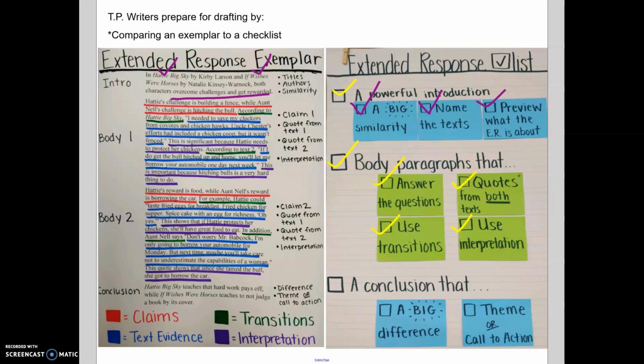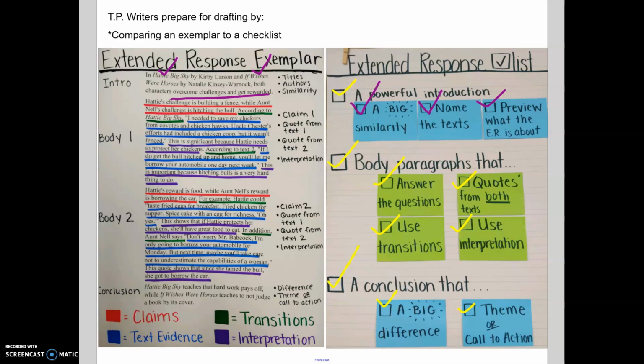Now let's look at our conclusion. We should have a difference and either a theme or a call to action. Let's see. Hattie Big Sky teaches that hard work pays off, while If Wishes Were Horses teaches to not judge a book by its cover. Okay, cool. So we actually put our two pieces of the checklist together. The difference was that they had different themes. So we gave the theme for both, and then that counted as our difference.